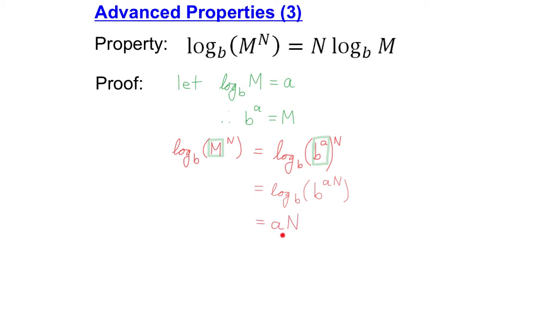Well, remember my definition of a. Up here, a is equal to log base b of m. So log base b of m multiplied by n, I'm just going to write that in a different order. It's n times log base b of m. And that's what I wanted to prove up here. All right, so log base b of m to the n is the same as n times log base b of m. Okay, so I've spent quite a long time here proving different properties.